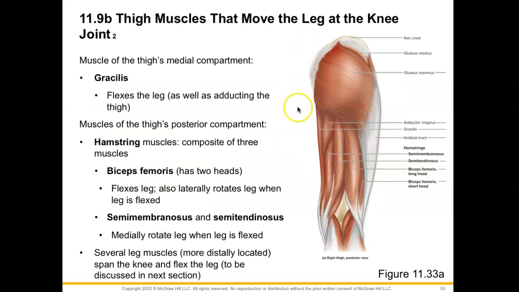Now moving back into that medial compartment of the thigh, we've got gracilis over here. This is a posterior view. Gracilis is going to flex the leg and also adduct the thigh. And then we have our hamstring muscles in the posterior compartment, again made up of 3 muscles. Here's our biceps femoris that has 2 heads, a long head and a short head. It's going to flex the leg, and it also laterally rotates the leg when it's flexed. It's really the short head that is doing that action. And we have our semimembranosus and semitendinosus muscles that are going to medially rotate the leg when the leg is flexed. Several leg muscles that are distally located are going to span the knee and flex the leg, and that's going to be discussed in the next section.